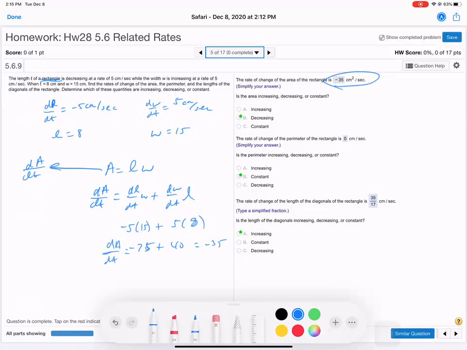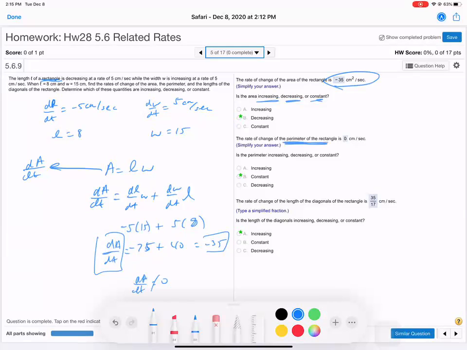Now the question is, is the area increasing, decreasing, or constant? So Bobby, what do you think? The rate is negative 35. What does it mean by constant? Constant means actually not changing, and if it were constant, dA over dt would be 0. Decreasing. Decreasing, good job.